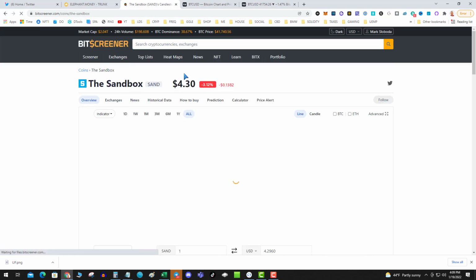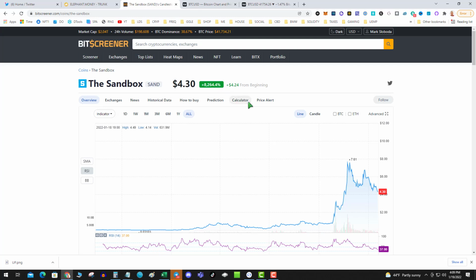Sandbox is sitting at about 4.30. It's been struggling. I should have taken some profits when this was up over 7. That was stupid. I typically don't like to trade a lot. If anything, this bull run has taught me that even if you're up in profit, the moonbags reign supreme. You should always keep the moonbag if you pull out your initials.